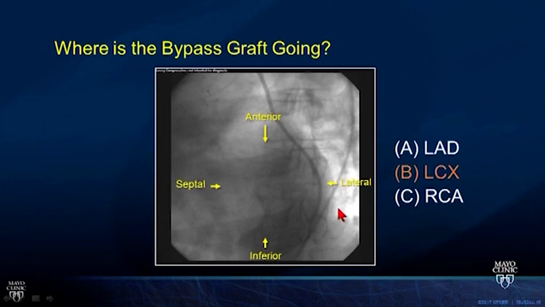So most of you got that right, and I think the key is just knowing the view and knowing that the lateral wall would be here, inferior wall here, septal wall over here, and anterior up here.